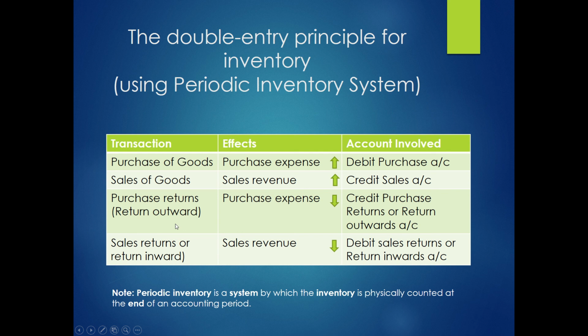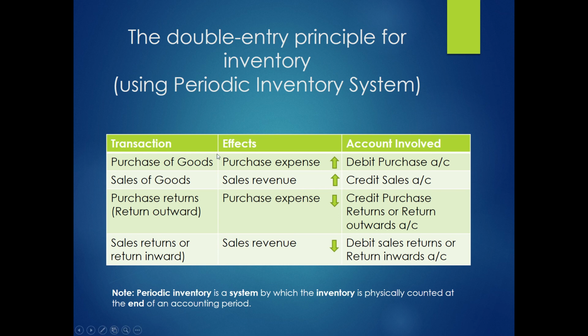Okay, now what if the inventory is decreased? What is the reason inventory decreases? The amount of inventory will decrease due to the sale of goods and due to purchase return or return outward. So what is return outward? Return outwards are goods returned by the business to the supplier.